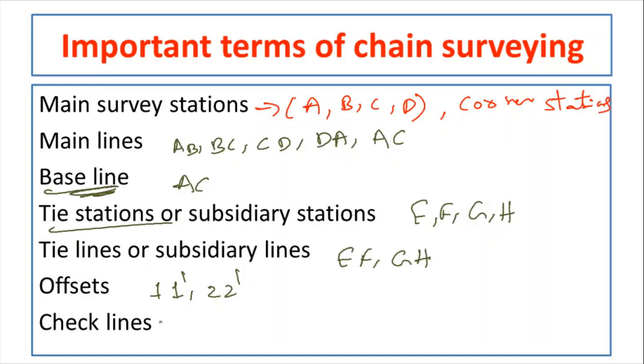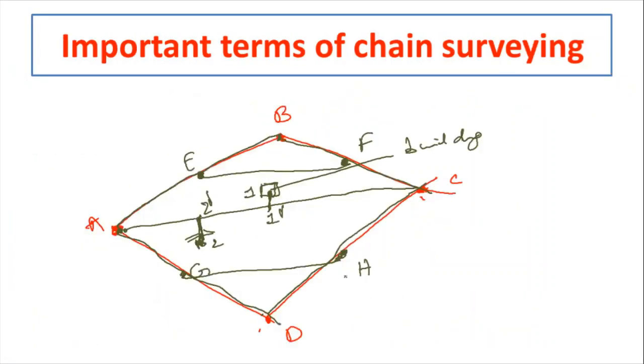So the last one is the check lines. These check lines are used to check the accuracy of the plotting. Suppose you have the 4 stations A, B, C, D here, which are the main survey stations. Now you have plotted them on the paper like this.